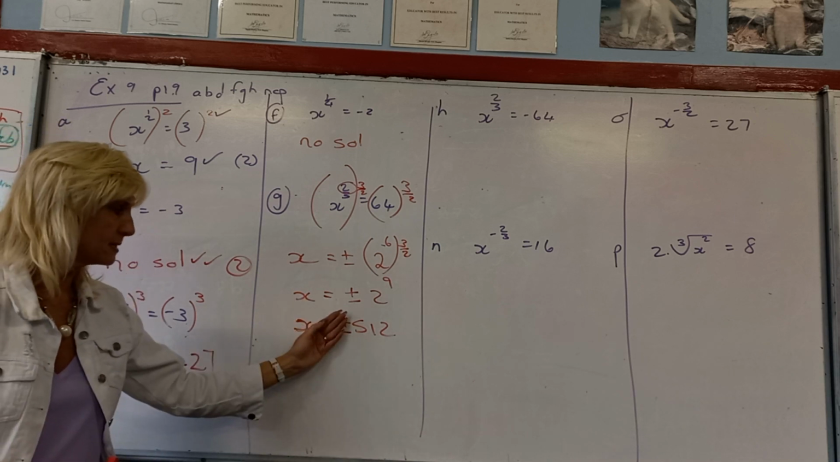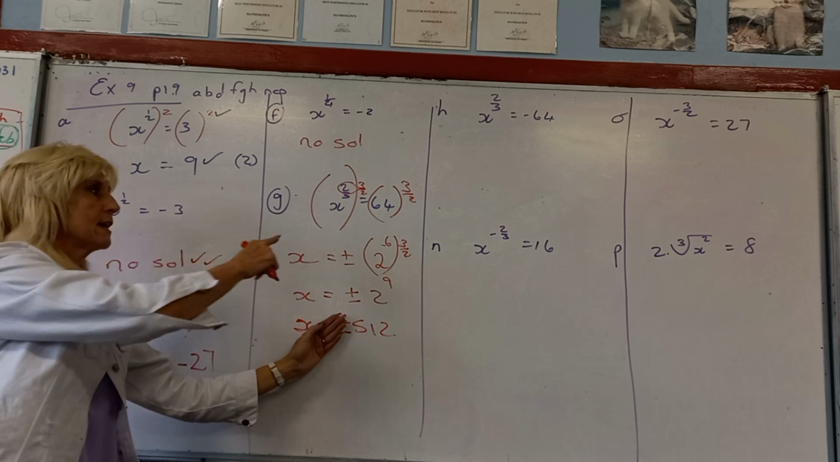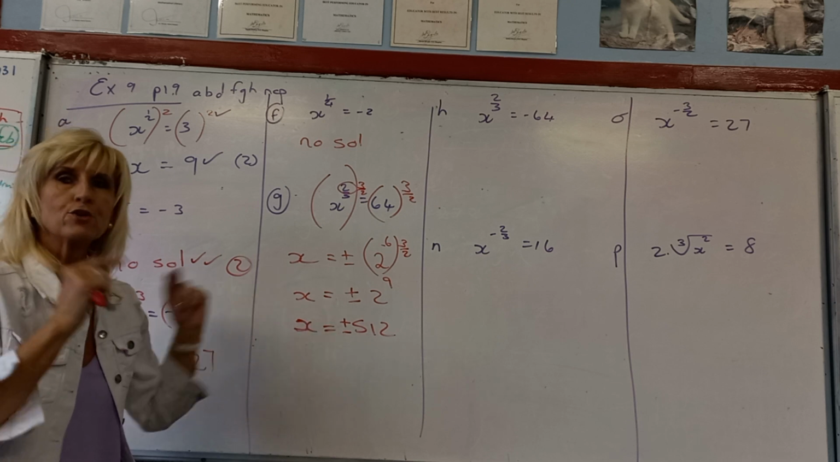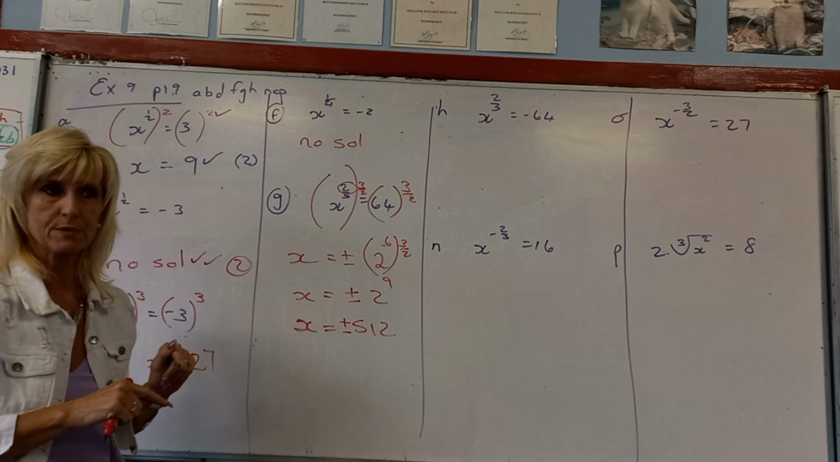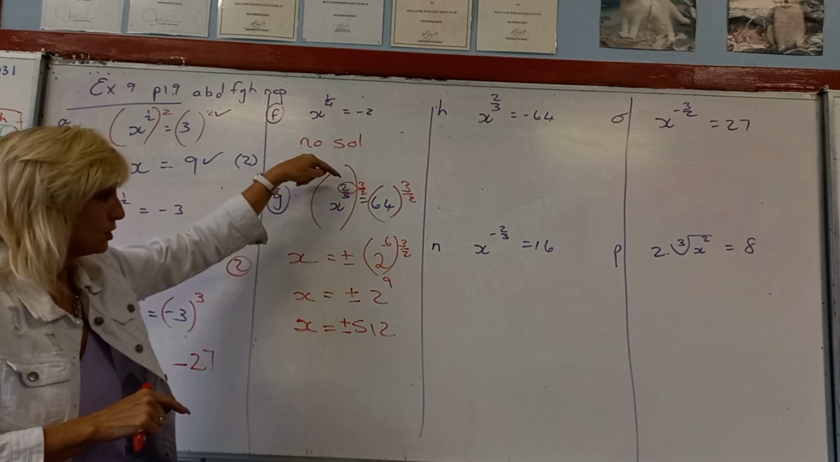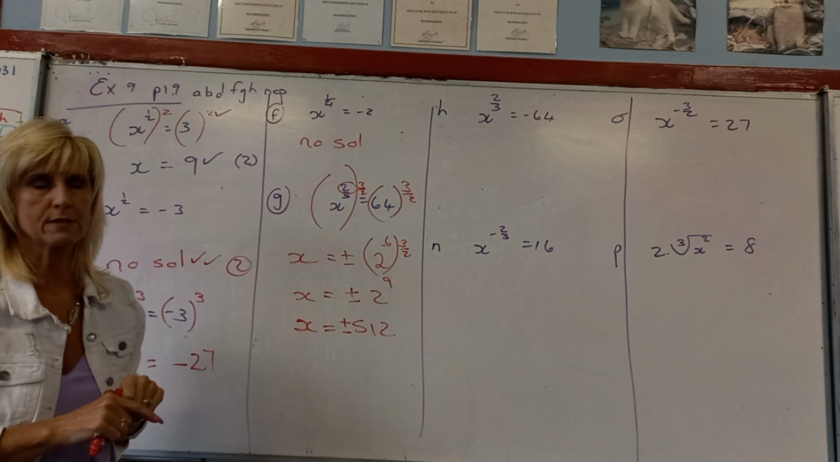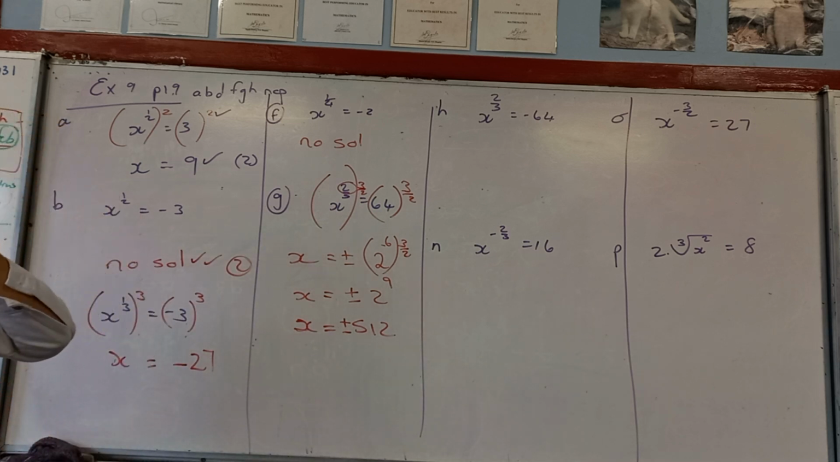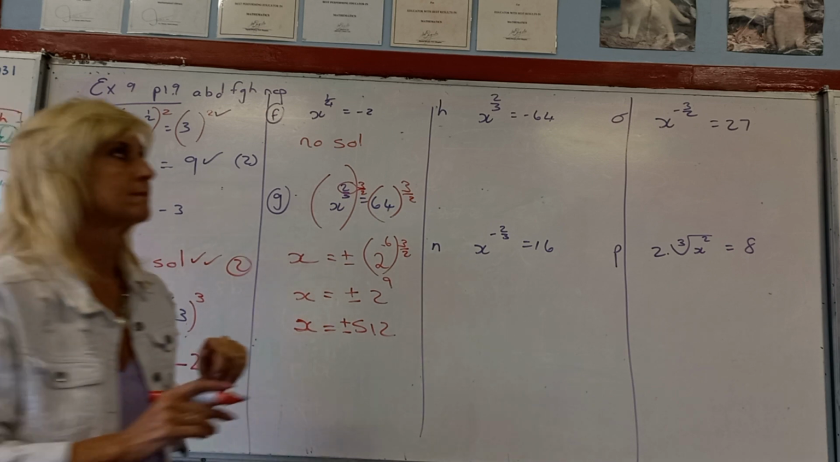If you only did plus, go to the top, put it in, say 512 to the power of 2/3, it does give you 64 sharp. Try the negative, and it also works. Negative in a bracket to the 2/3 does give me 64.